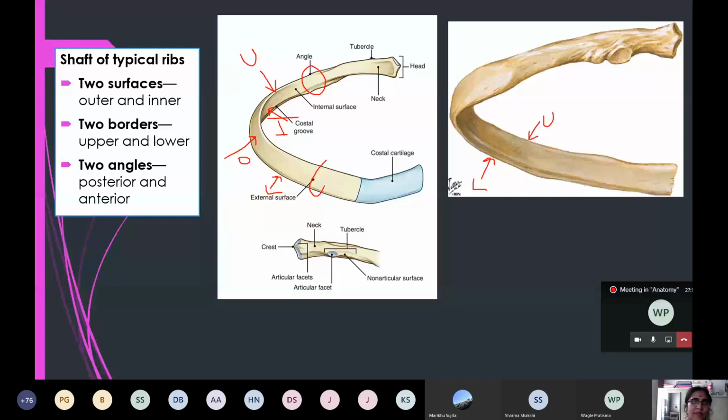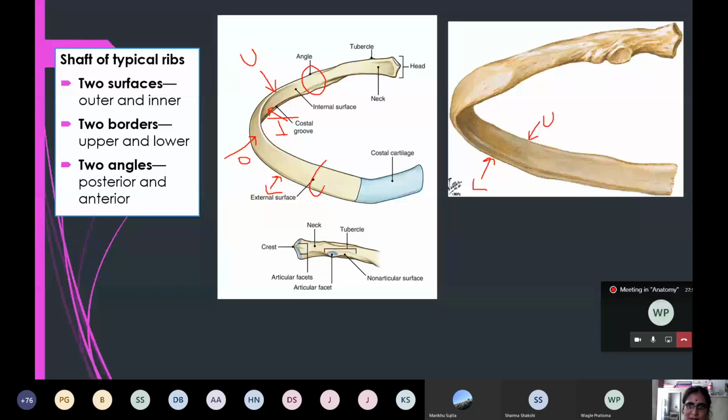Okay. Now the superior border of the shaft. Which border is this? Superior border. The superior border of the shaft is thick, rounded, and blunt. It has three parts.